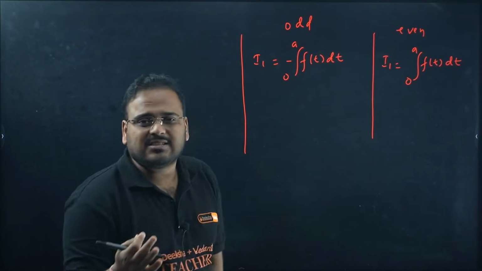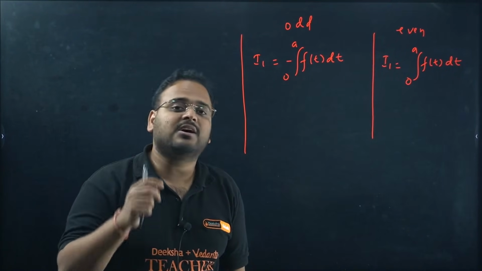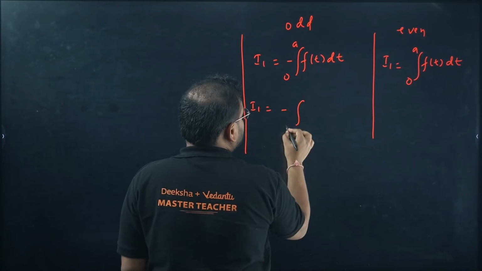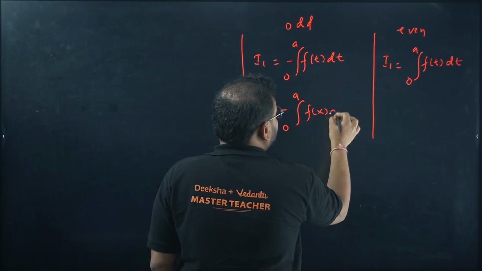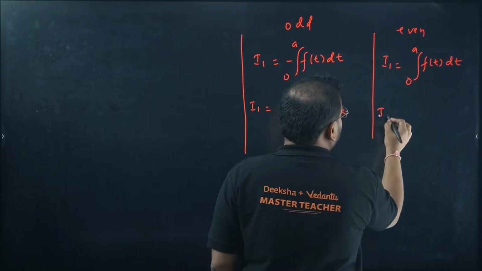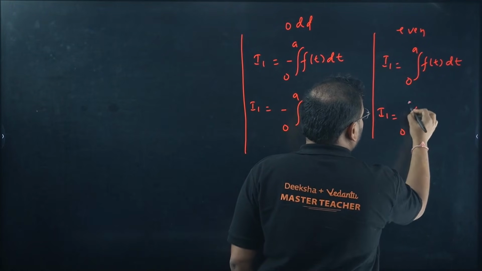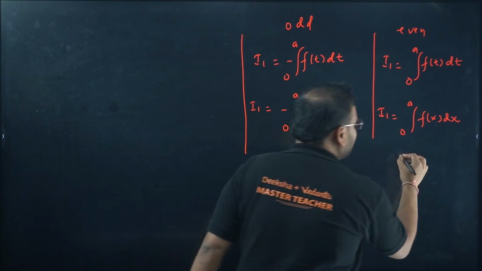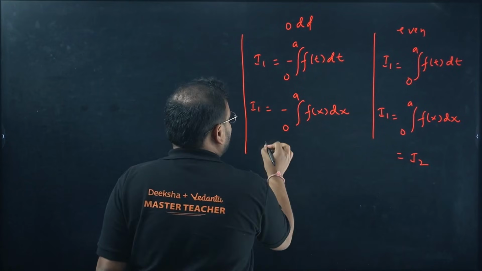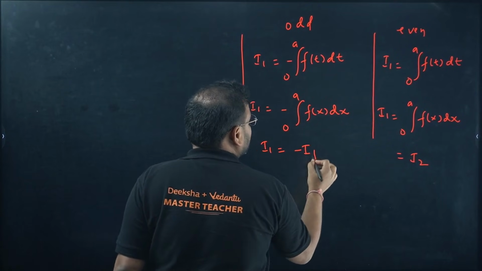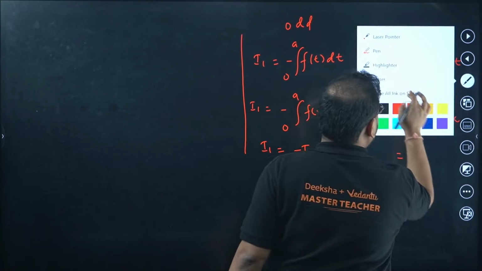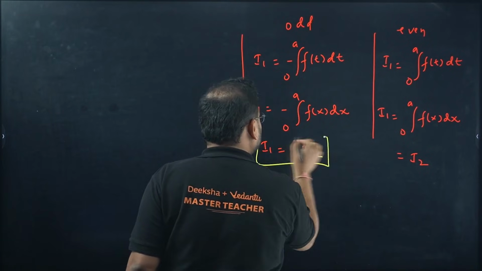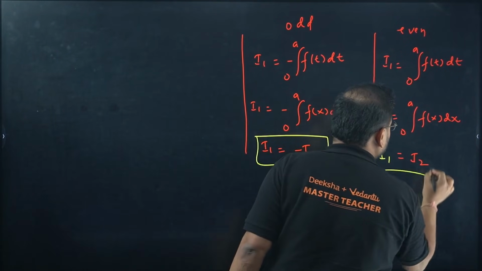Now I know that in the same integration I can change the variable anytime without changing the limit. Let's do that. I1 stays here as minus 0 to a f of x dx, with x as my original variable of integration. In the case of even, it is 0 to a f of x dx. What is this? This is simply I2. So in the odd case we have I1 as minus I2, and in the even case we have I1 equal to I2.